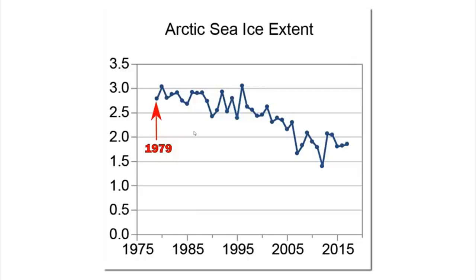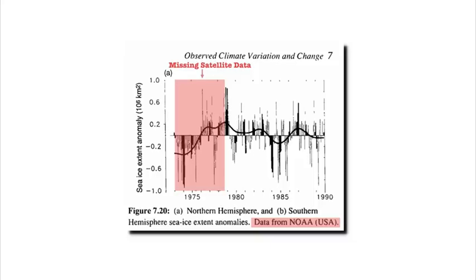Now let's look at the Arctic sea ice extent graph which starts in 1979. Starting in 1979 makes it look like sea ice extent is decreasing linearly. And now let's look at the data which is being hidden. This graph is from the 1990 Intergovernmental Panel on Climate Change report. It shows Arctic sea ice extent all the way back to the early 1970s. And as you can see, extent was much lower prior to 1979. And 1979 was the peak.